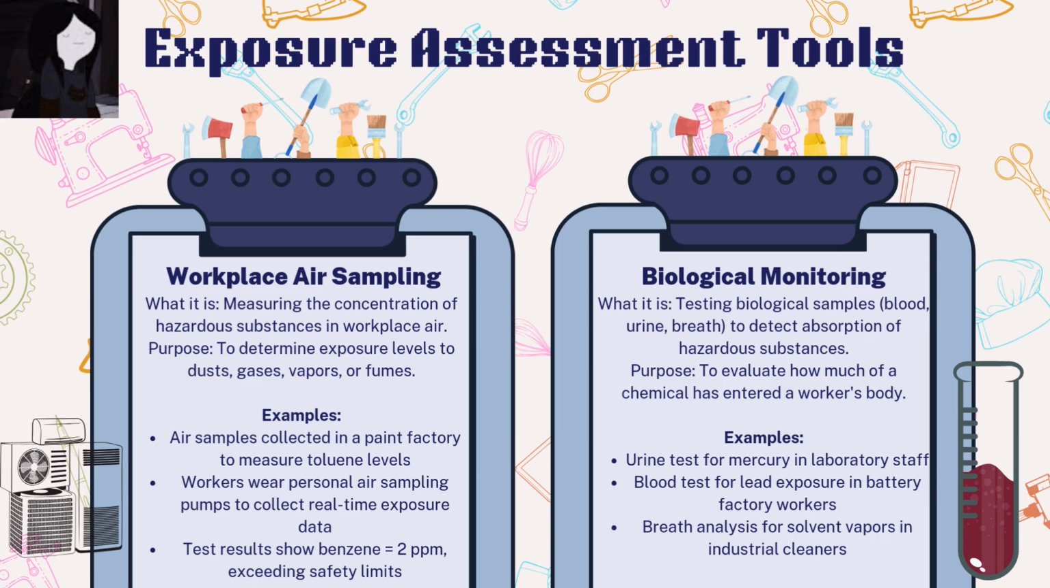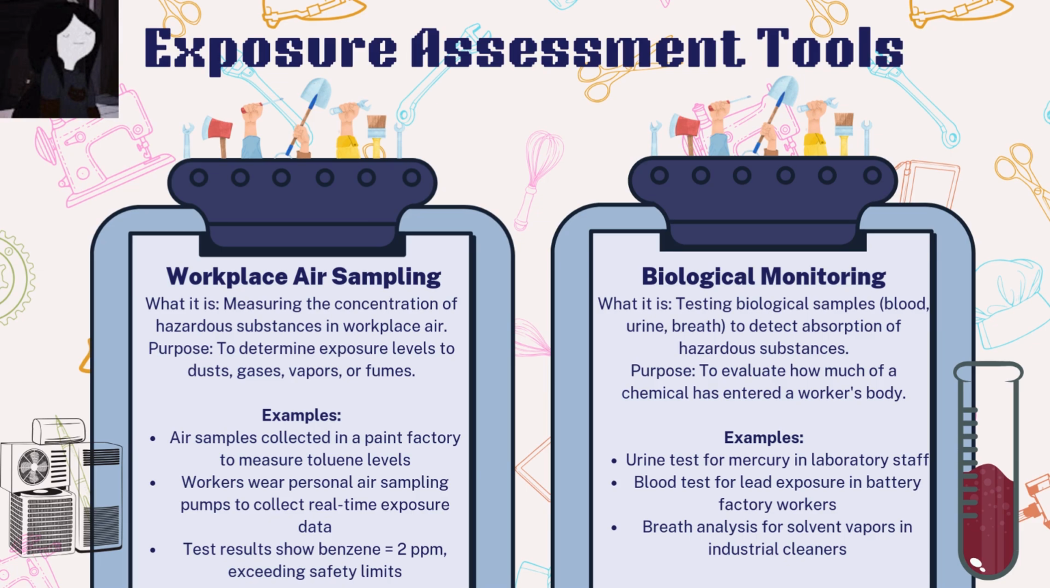Number 2, biological monitoring. This involves testing samples like blood, urine, or breath to detect how much of a substance has entered the body. It's especially useful when chemicals are absorbed internally. Some examples include urine tests for mercury in lab stock, blood tests for lead in battery factory workers, and breath tests for solvent exposure in industrial cleaners.